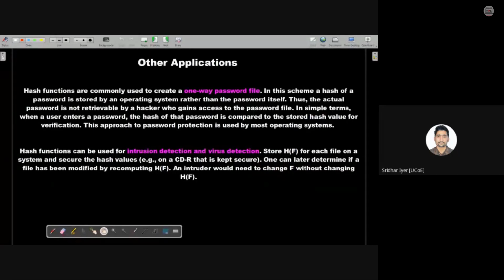Just have a look at this application part. We have already seen it. Just have a revision. These are the two most important applications that we can do. One, we already know, one-way password file. What we can do is, instead of saving the passwords directly on our machine, what Windows operating systems do is they create a hash of that password and then store the hash in the system.